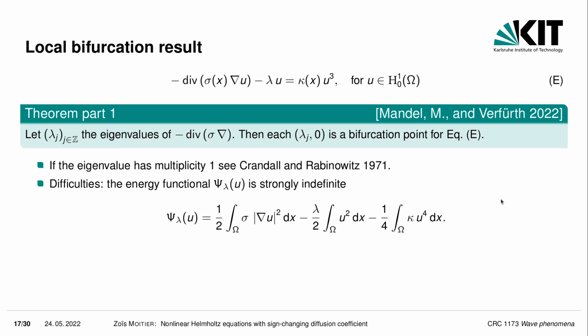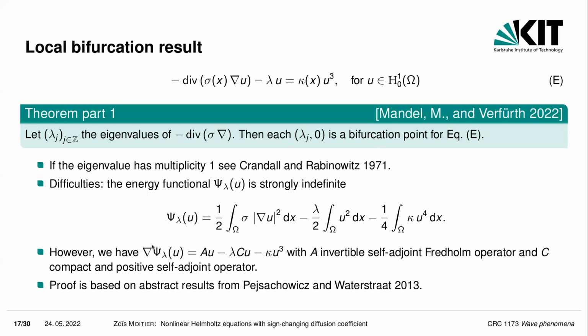And this is difficult, but however, the critical points of this energy functional still verify our linear equation on H10 that we have written in the previous section, with some nice properties, because A is an invertible self-adjoint Fredholm operator and C is a compact positive self-adjoint operator. And so we can still do something, and the proof is based on some recent abstract results for this strongly indefinite energy functional.